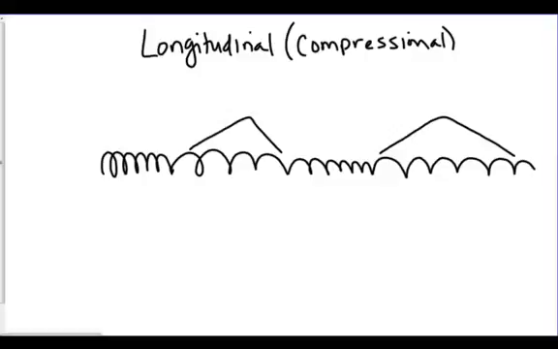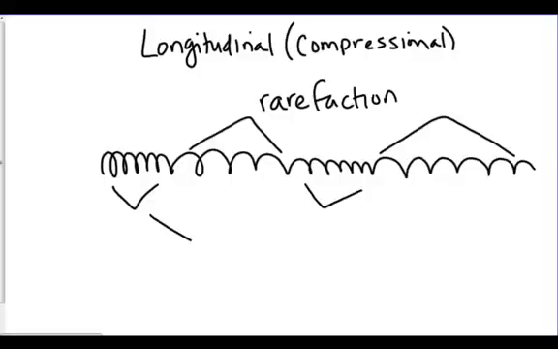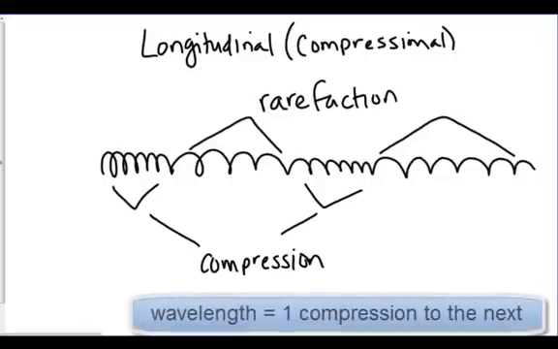The areas that are spread out, where the air molecules are really spread apart, are called the rarefaction. This is the area where the air molecules are really, really spread out. Now we also have areas where the air molecules are squeezed together, and this is called the compression. So our longitudinal, or compressional, waves are made up of two pieces, the rarefaction and the compression. And a wavelength in this case is one compression to the next, or one rarefaction to the next rarefaction.